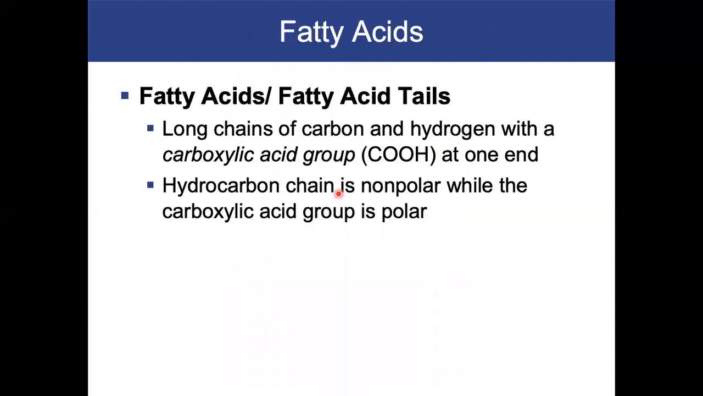Fatty acid tails are long chains of carbon and hydrogen with a carboxylic acid group at the end. So carboxylic acid can be a COOH or a COO minus. Either one is considered to be carboxylic acid at one end, right? The hydrocarbon chain is nonpolar. This carboxylic acid group is polar.